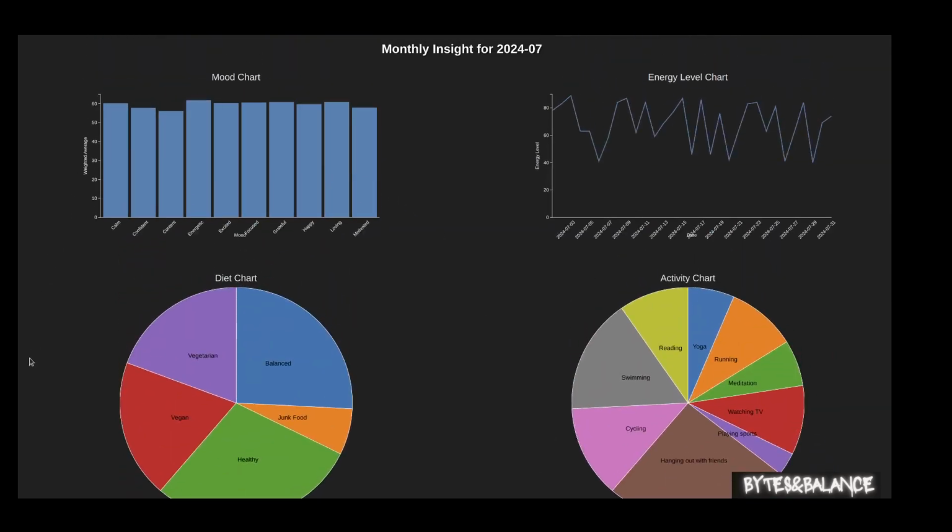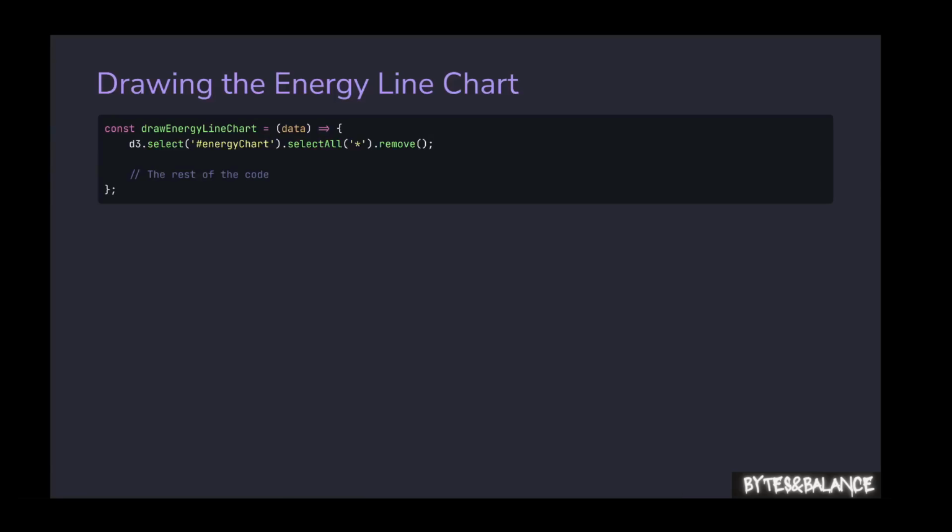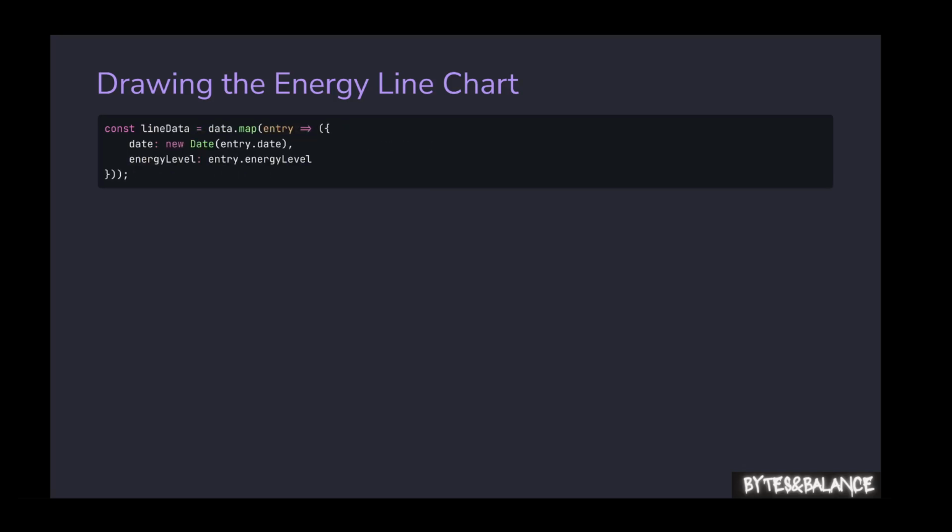And that's the mood chart. Now, the energy chart. To begin with, we clear any existing content from the energy chart div using d3.select, energy chart, selectAll, and remove. With this, we start with a clean state for our new energy line chart. Next, we have to prepare the data for the chart. This is how we are preparing the data. We use map to create line data, which includes dates and energy levels. This map transformation is important for plotting the line chart accurately.